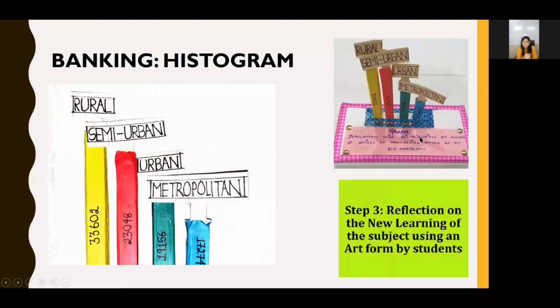Then we made this histogram on banking. This is made with ice cream sticks. These are 4 ice cream sticks put together, and we made a kind of histogram out of it. So you can see different heights, and accordingly things are done. And the base is thermocol, and we've given complete information.